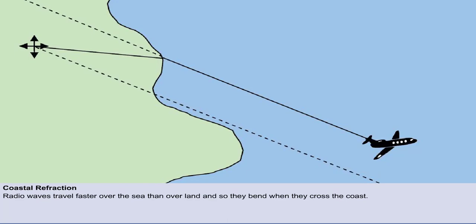However, not all refraction is beneficial. Coastal refraction occurs because a radio wave travels faster over the sea than it does over land. As a result, any wave that crosses a coastline at other than 90 degrees will bend slightly towards the medium in which it travels slower, namely the landmass. Again, the degree of refraction decreases as the frequency of the radio signal increases.